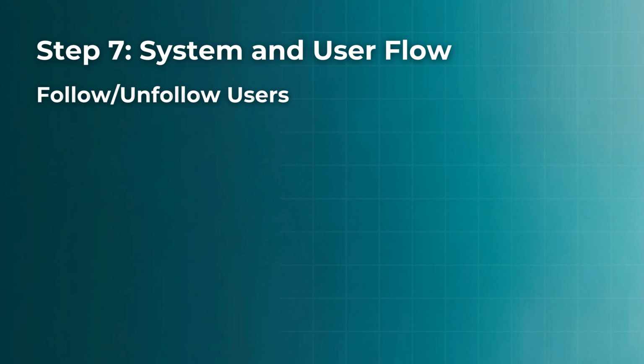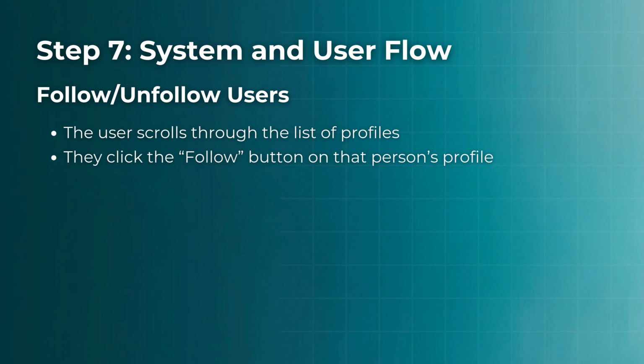Let's dive into how following and unfollowing works on our platform. Here's how it works for the user. First, they browse around. The user scrolls through the list of profiles. Maybe they're exploring recommendations or searching for someone specific. When they find someone interesting, they click the follow button on that person's profile.